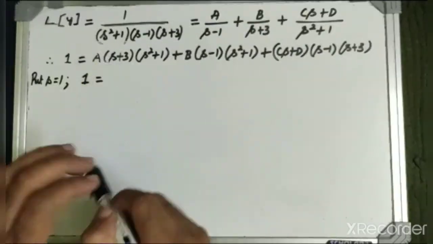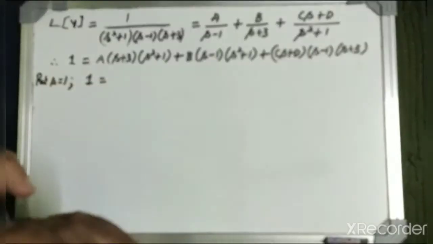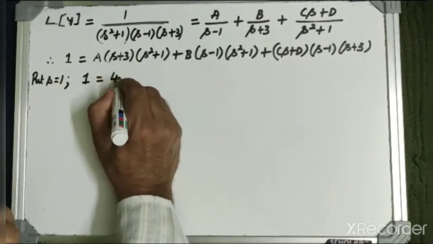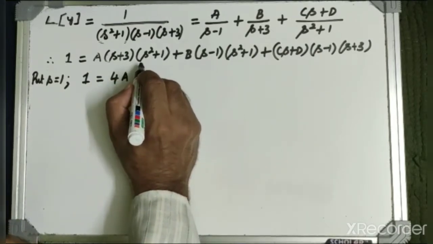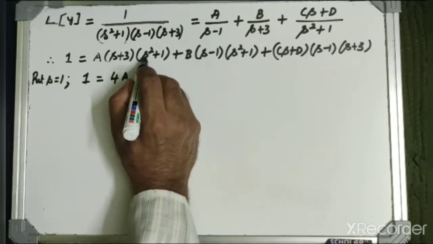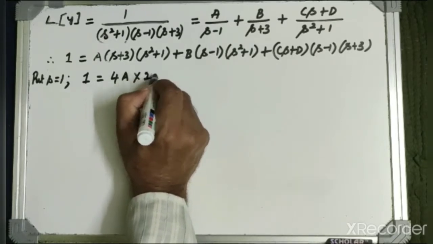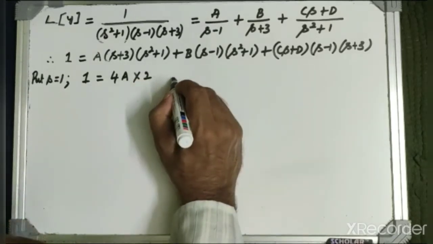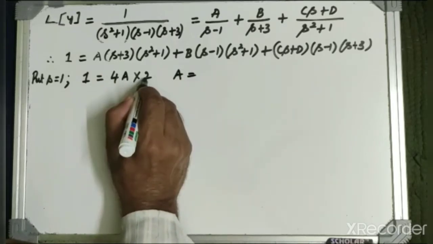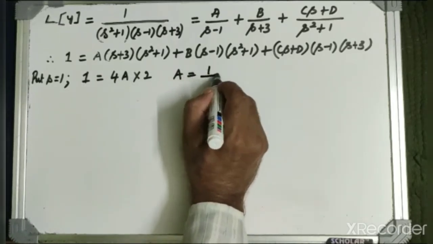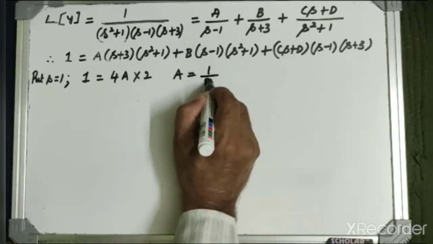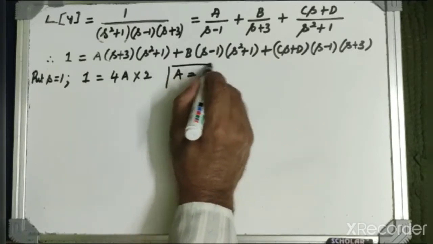If you substitute s equal to 1 in the first term, we get 4a, since 1 plus 3 is 4, into 1 square plus 1, which is 2. So 4a into 2 is 8a. From this, bring that to the denominator: a is equal to 1 divided by 4 into 2, which is 8. So a is equal to 1 by 8.